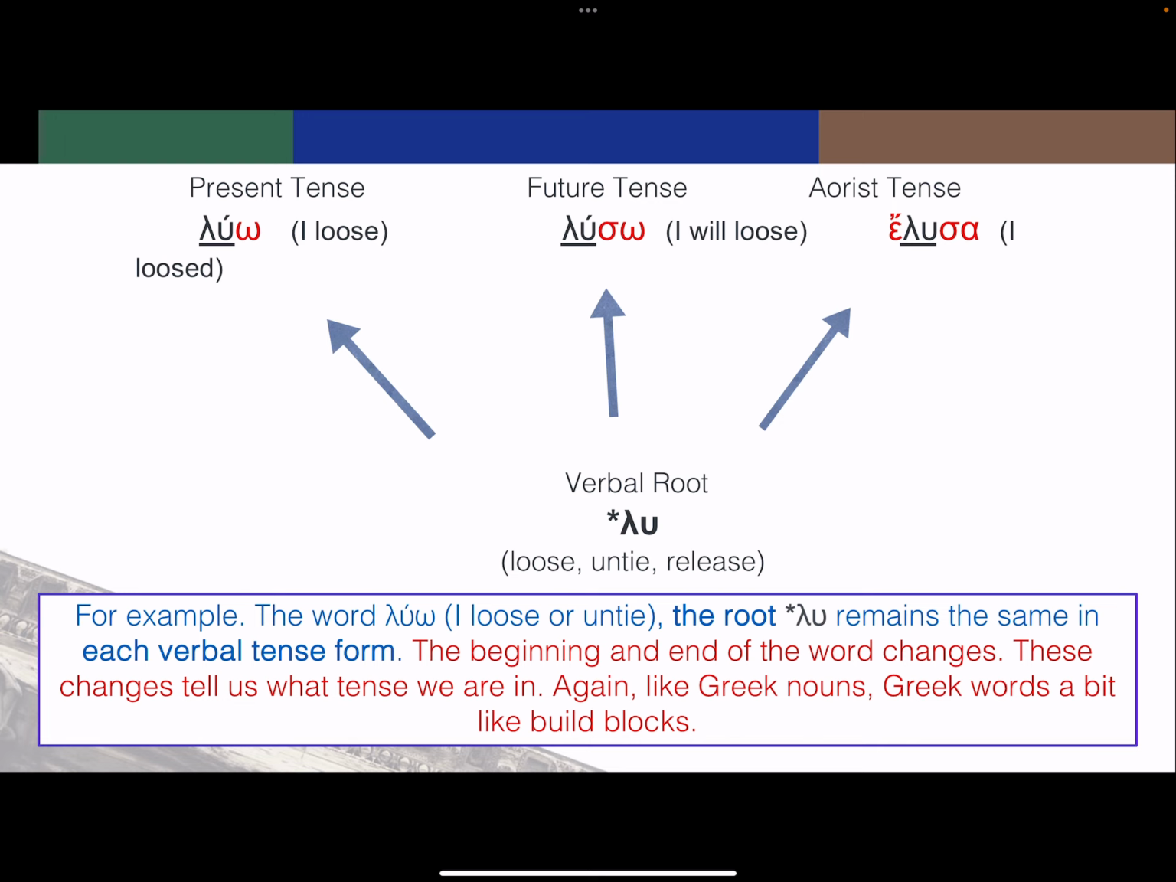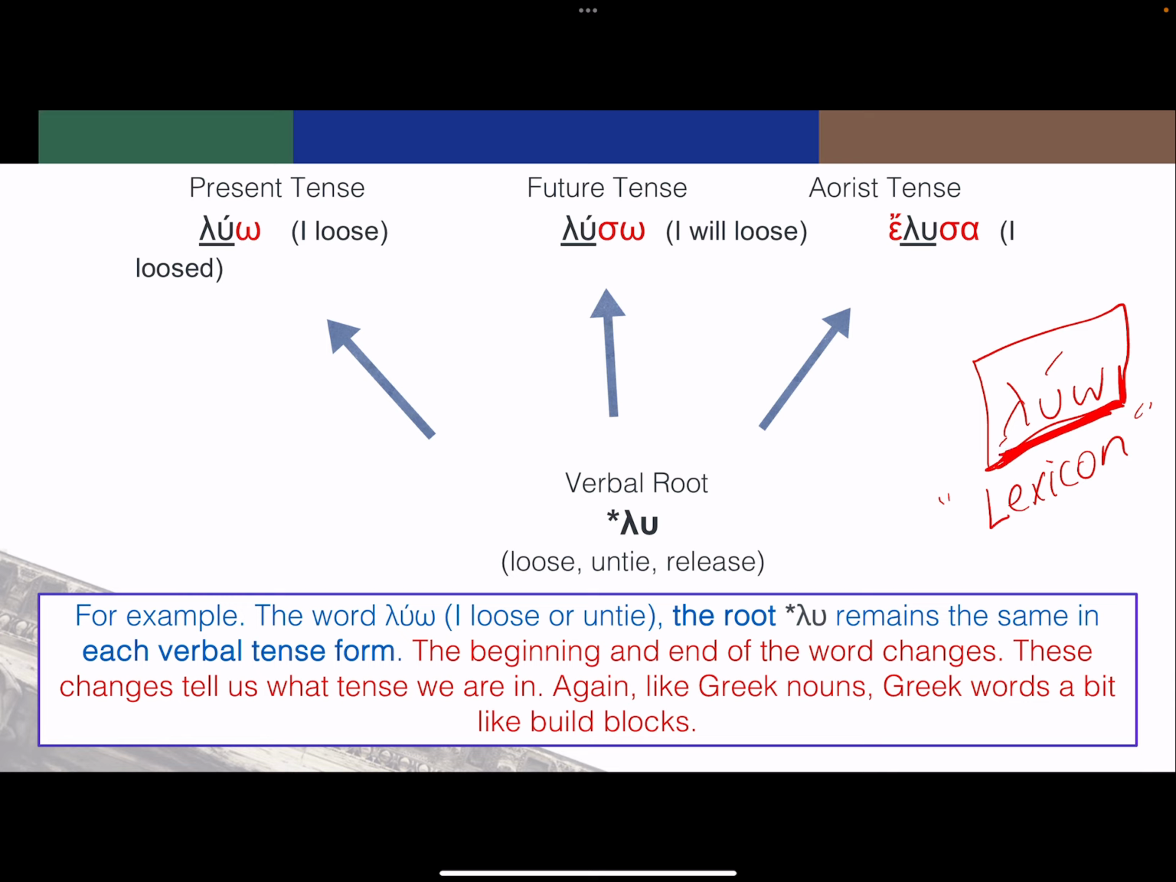So, as I said before, you can have a verb like luo. Luo, I loose, I release, or I untie. This here is the form that you would find in your lexicon, which is a fancy word for Greek dictionary. It's also the form that you will find in your vocabulary list.